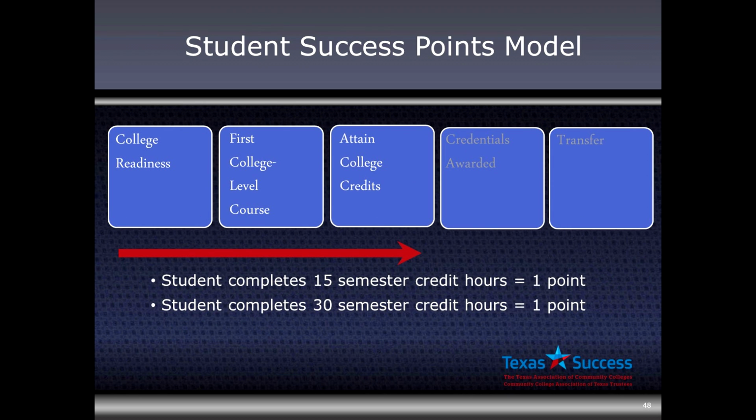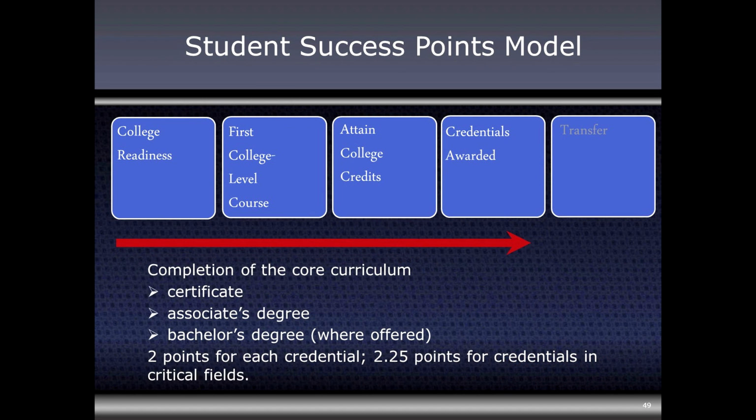And then the next piece is around how they are continuing through the line, the progression. So we get a point when they complete 15 semester credit hours, and then a point when they complete 30 semester credit hours. And then on the credential completion. And so this is around when they get a certificate, when they get an associate degree. We have some community colleges that offer bachelor's programs, so again, they would get a point.